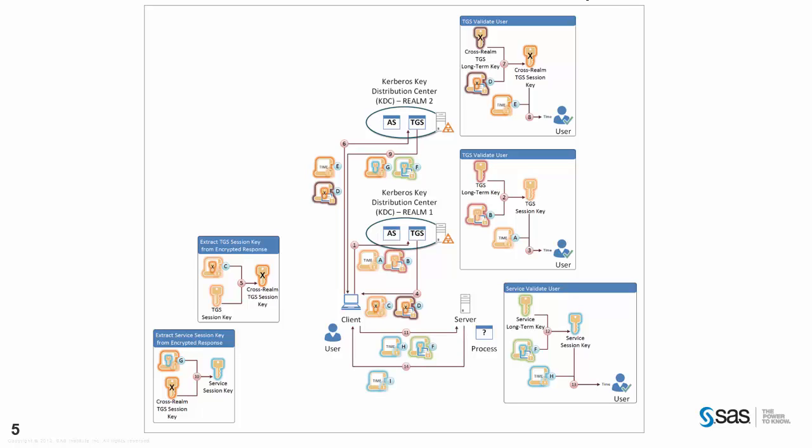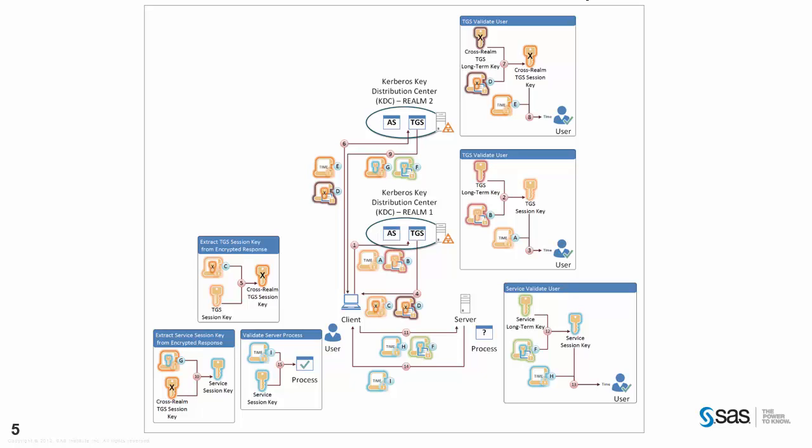Then we show the optional KRB AP response, which contains an authenticator I encrypted with the service session key by the service and sent to the client. The client can then decrypt the authenticator I using the service session key to optionally validate the service. This completes the example of cross-realm authentication.